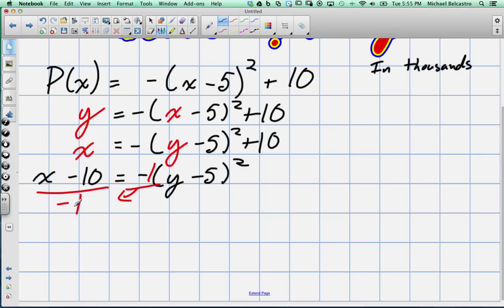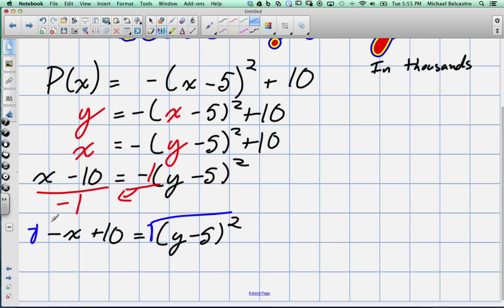So when we divide by -1, all that really does is change the operations in front of these. So this becomes -x and this becomes plus 10, is equal to, again, y minus 5 squared. Now, what did you say was the next step from here? Square root it. That's right. We would square root both sides.